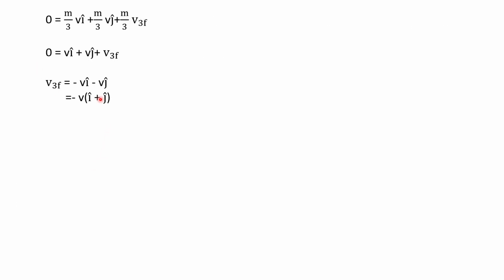Now we can cancel m by 3 from the three terms, remaining v i cap plus v j cap plus v3f equals 0. v3f equals, taking this to the other side, minus v i cap minus v j cap, equal to minus v into i cap plus j cap. So this is the final velocity of the third particle.